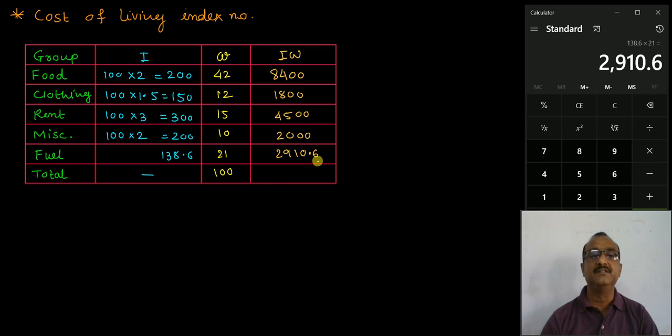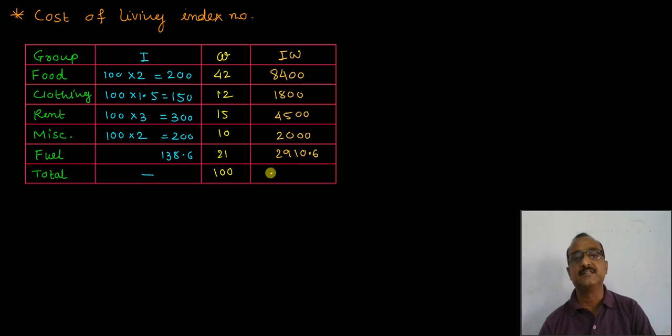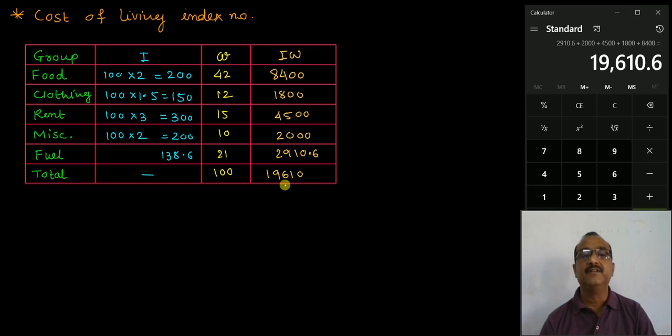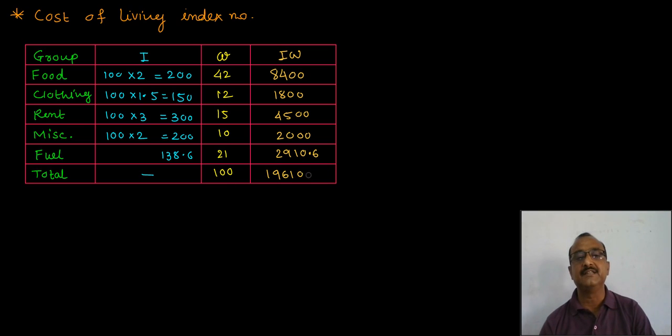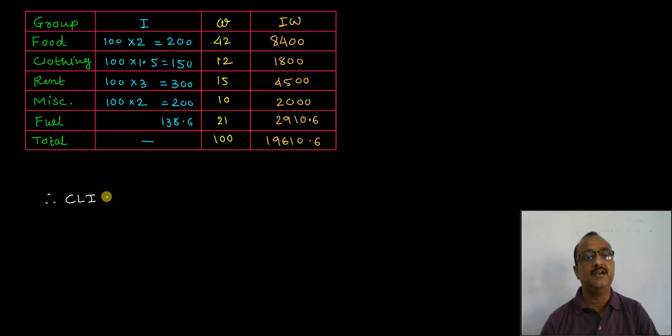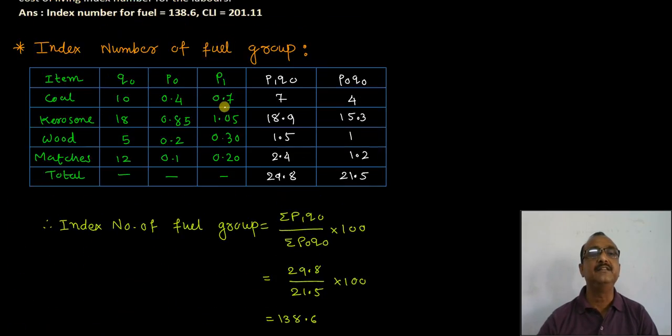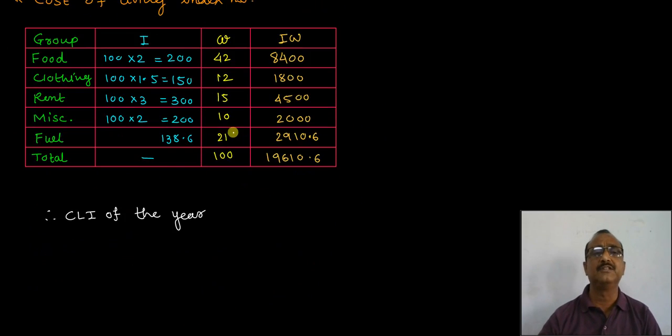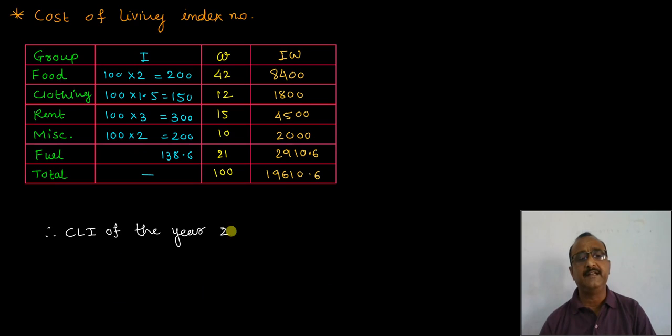2910.6 plus 2000 plus 4500 plus 1800 plus 8400 equals 19610.6. Now find the cost of living index number. Therefore, the CLI of the year 2018, as given in our question, is equal to sigma IW divided by sigma W, which equals 19610.6 divided by 100.